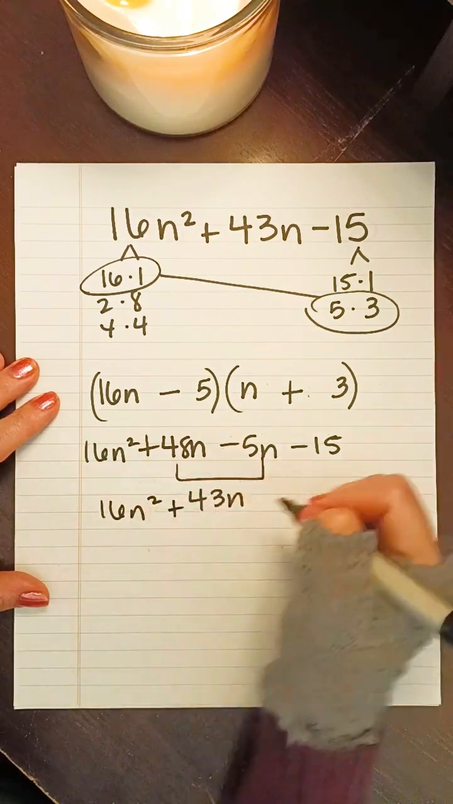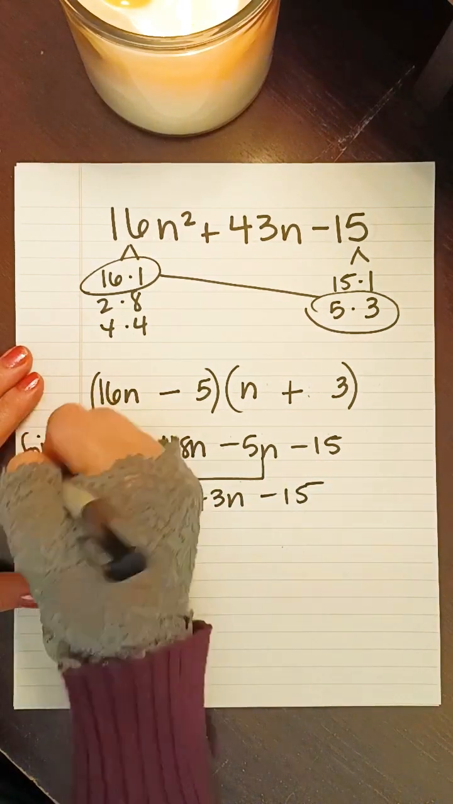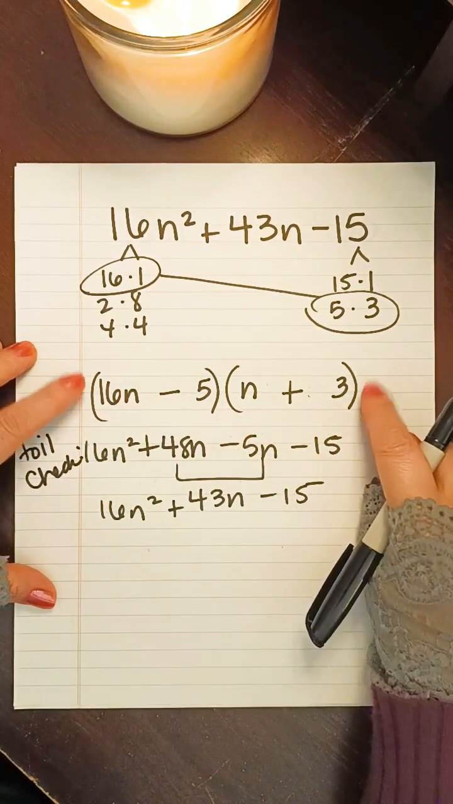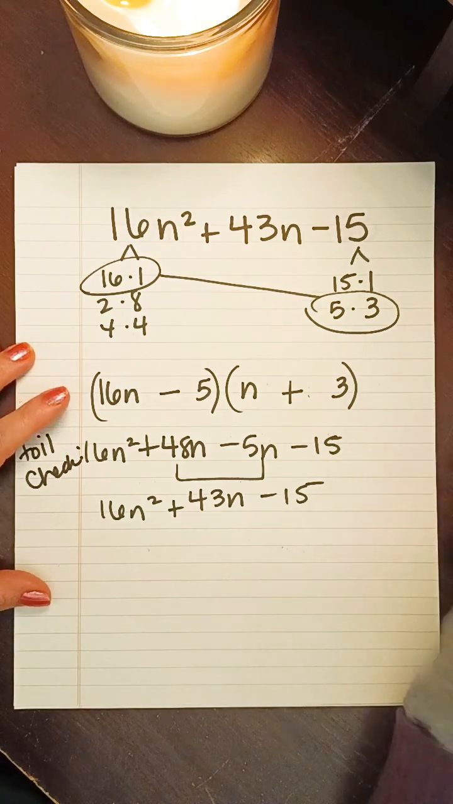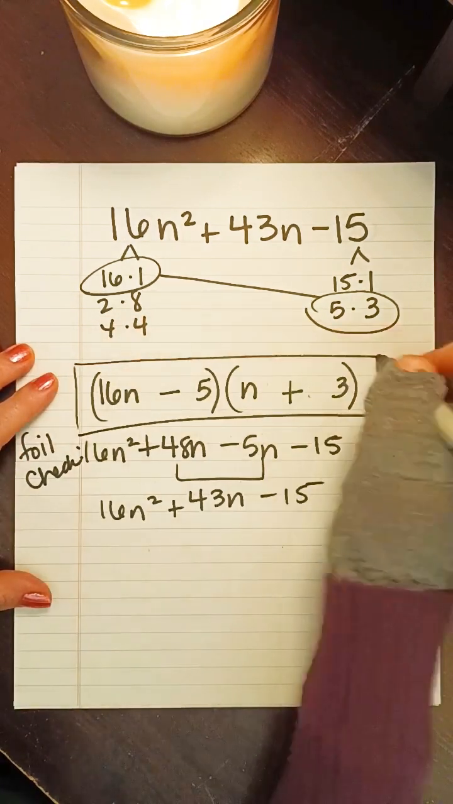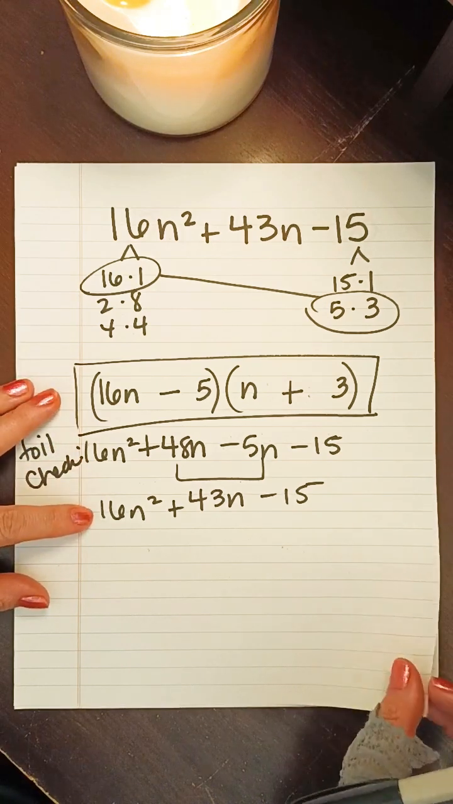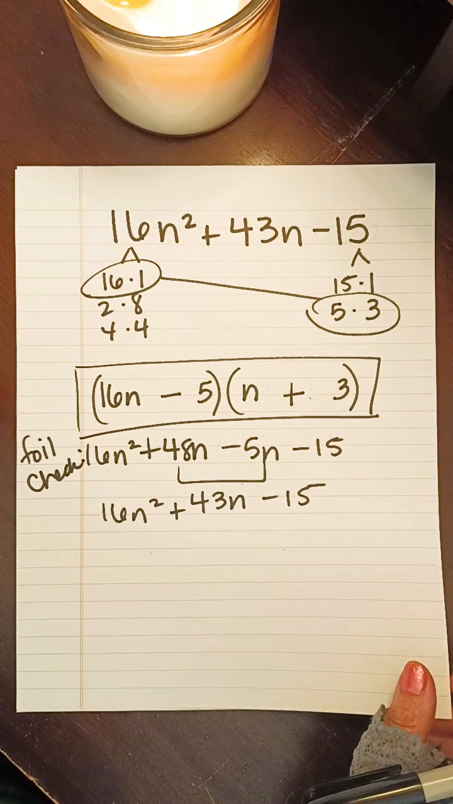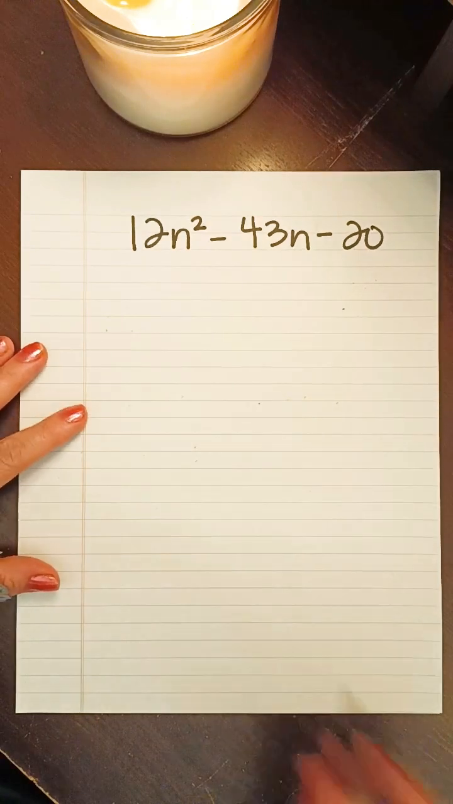So we just FOIL this, and this is just our check. But we are done right here. Okay, this is where we're finished. All right, so these are the factors. And of course, if you FOIL it and you don't get the original quadratic, then you either chose the wrong numbers, chose the wrong signs, or maybe you chose everything correctly, but you placed them incorrectly. And we just have to do it again.